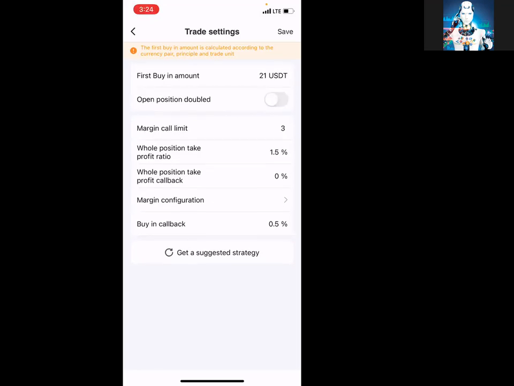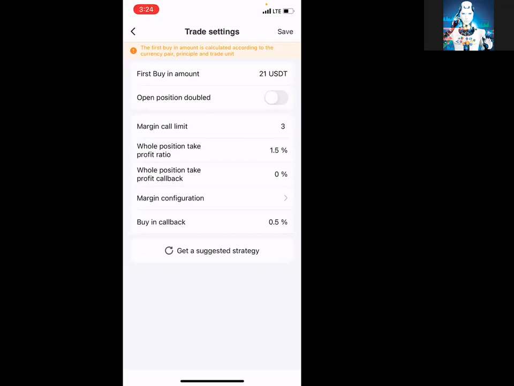Then can you see margin call limit? Set it to 3. Make sure it is set to 3. Yours will be 7 by default. Don't make the mistake. There's a lady that made the mistake on her margin. All her money entered into margin. Don't make that mistake. Every trade you want to enter, set the margin to 3. What's the whole position take profit I want to set? 1.4%. Whole position take profit callback, I put it to 0.